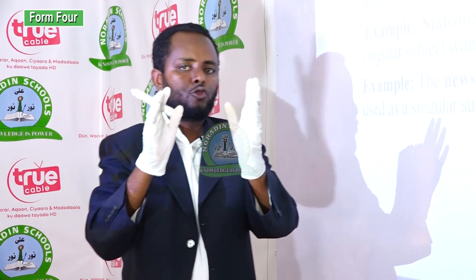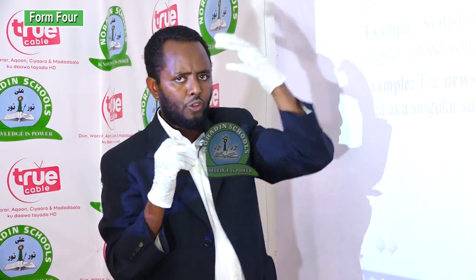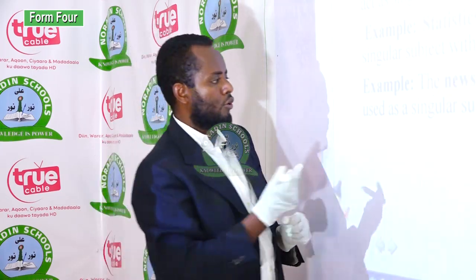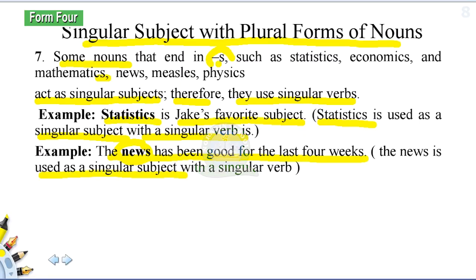So do not confuse them, and keep in mind they act as singular, but do not think that they are plural. They are used as a singular subject with a singular verb. Since they are singular, we use a singular verb like has, was, does, is, and so on.